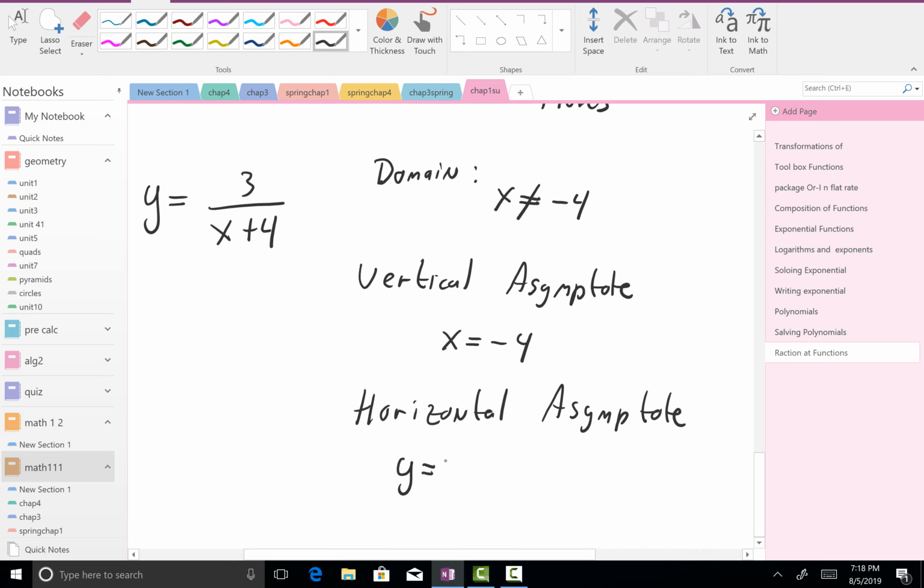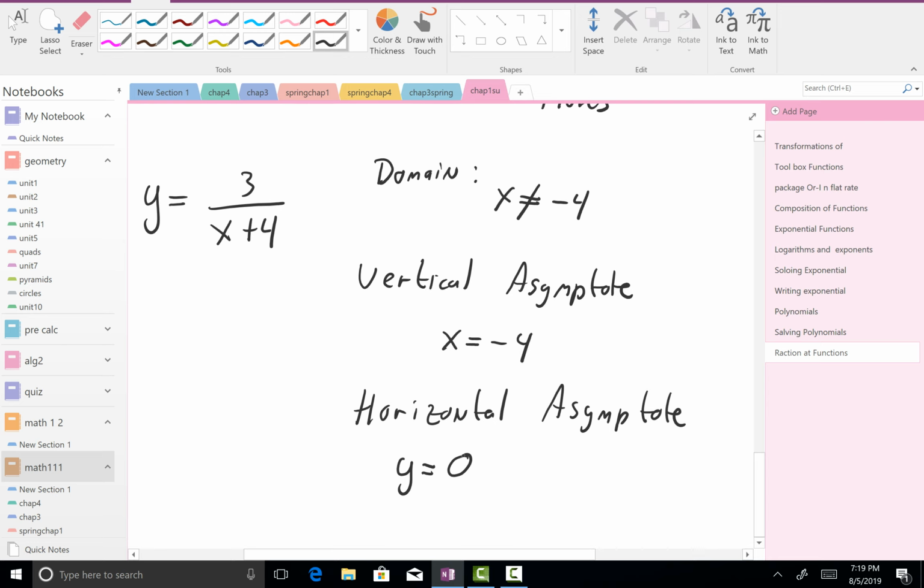Okay, so horizontal asymptotes will be y equals. Remember, we're interested in what happens at the very end. So if I put a big number in here, like 1,000,000, I'm going to have 3 over 1,000,004, which is going to get really close to what number? 3 over a very, very large number is going to get close to what? 0. Bingo, there it is.